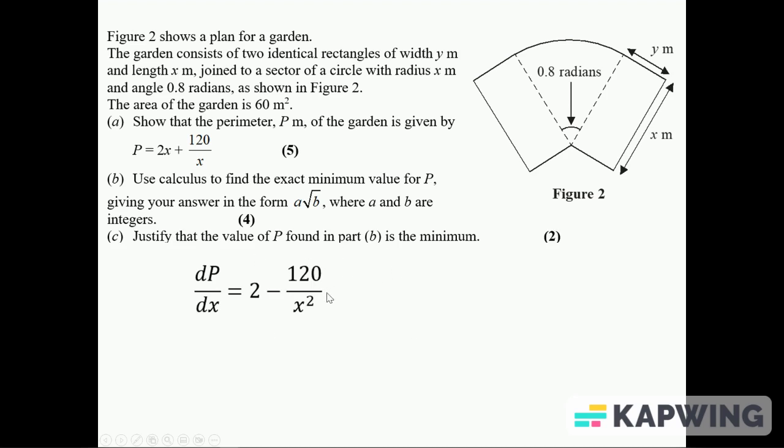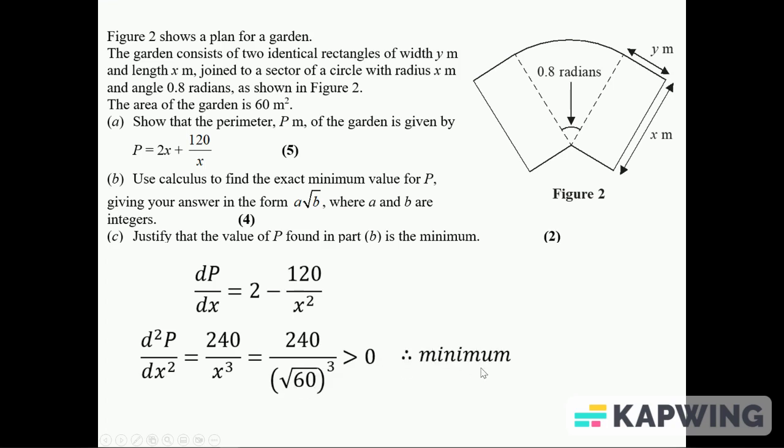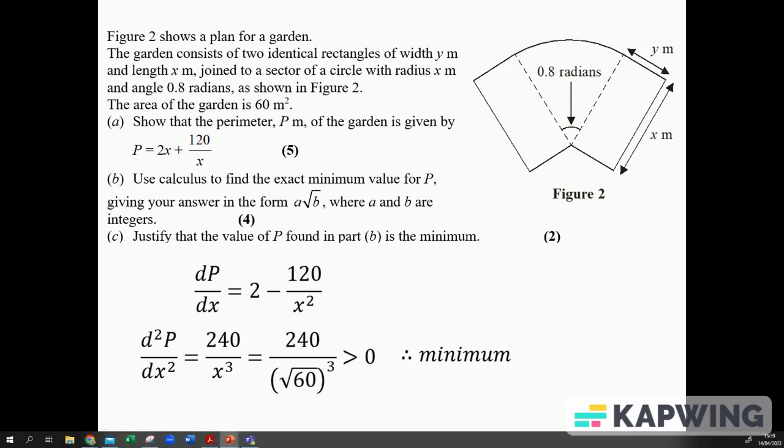Justify it's a minimum. Well, I need the second derivative to be positive, and you can see that it is really, because the minus 2 will go in front, make it a plus 240, and then the power of 1 less, so it'll be x to the power of minus 3. So the second derivative is 240 over x cubed. I'm not going to get a negative, because my x is definitely positive, especially as the value of root 60 is greater than 0, so it is indeed a minimum.